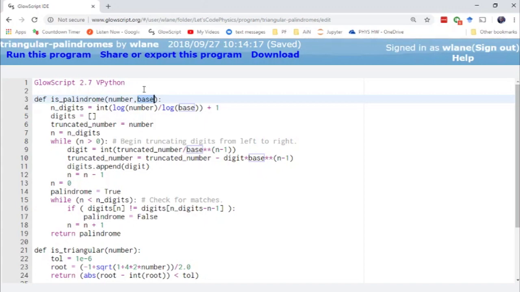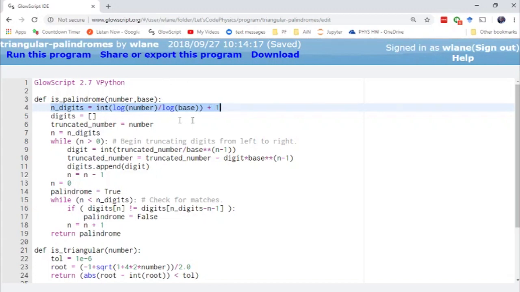So a palindrome number is pretty easy to understand. It reads the same way forwards and backwards in the given base. But to actually check for whether a number is a palindrome with a computer is not so straightforward. So what you have to do is first grab the number of digits. You have to know how many digits it is so that you can start extracting those digits.